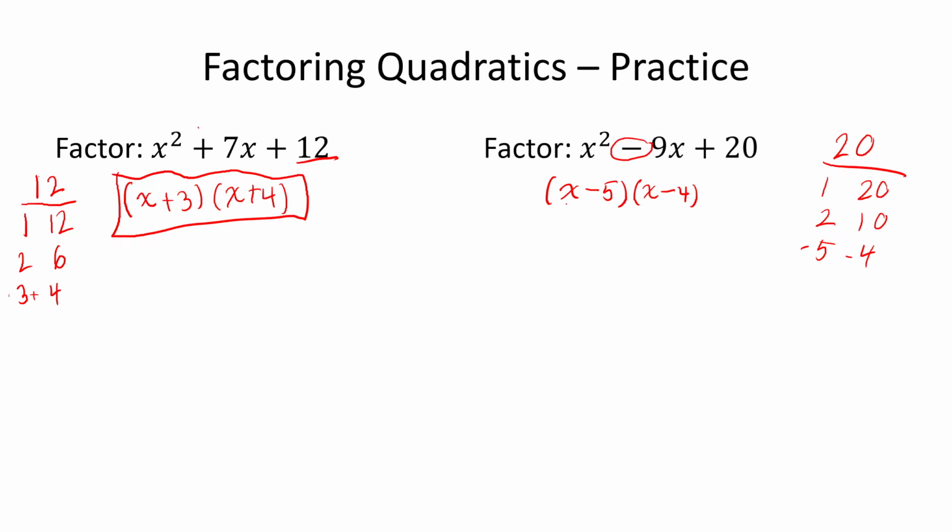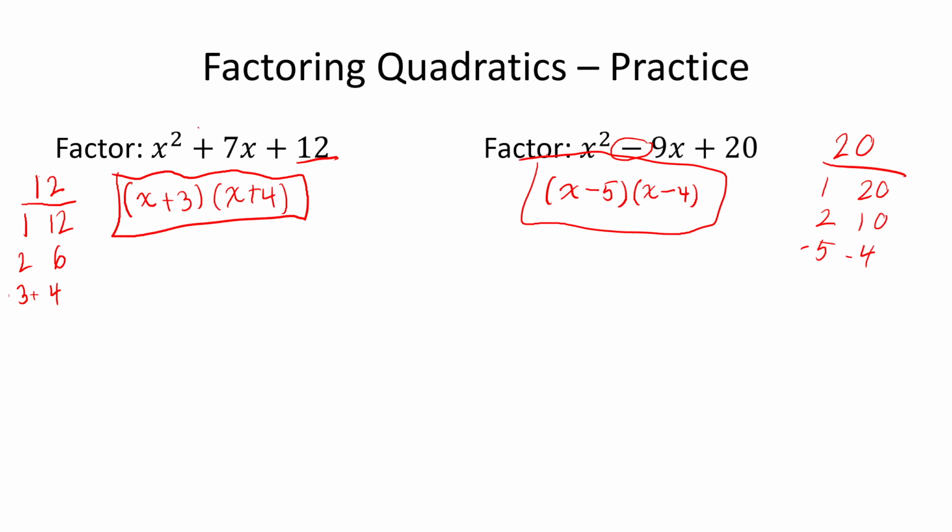Once again, if we did our FOIL method, you could always check it. x times x is x squared. x times -4 is -4x. -5 times x is -5x. Combine those two, that would give me -9x. -5 times -4 would be 20, right? So it would bring us back to what we needed. This is our answer for that factored.